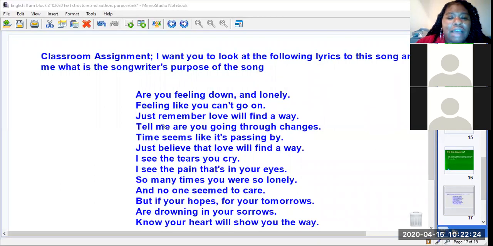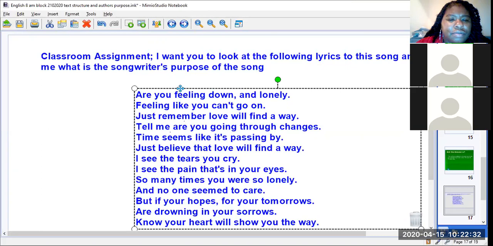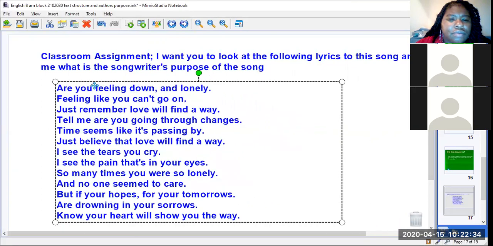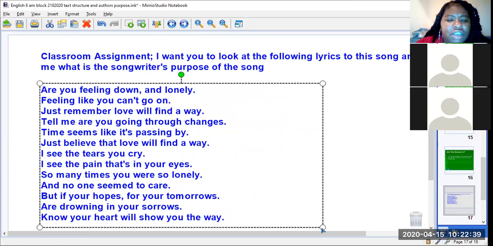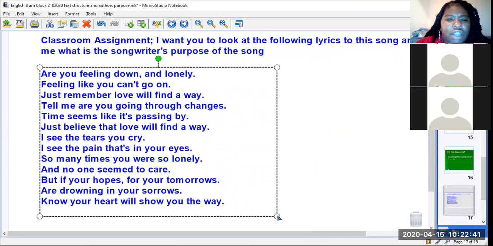How do the lyrics make you feel? When you see these lyrics, how do they make you feel? It makes me feel like someone needs a hug. Oh, okay, someone needs a hug. All right, we like hugs.